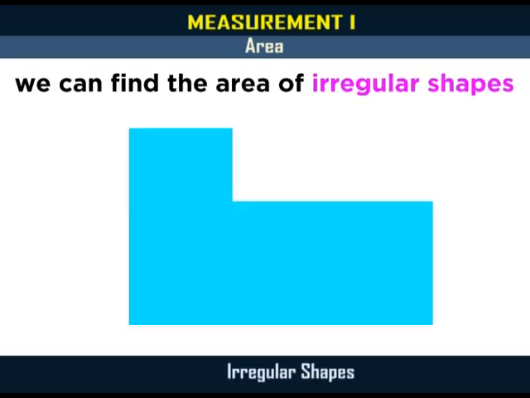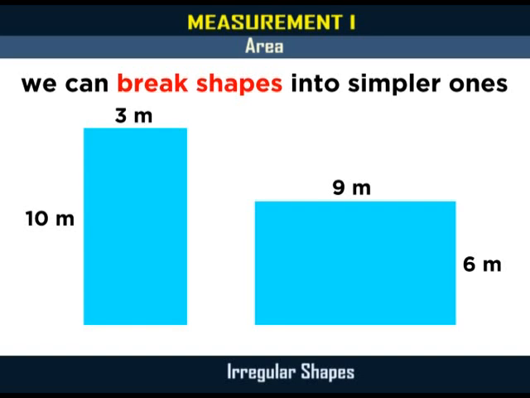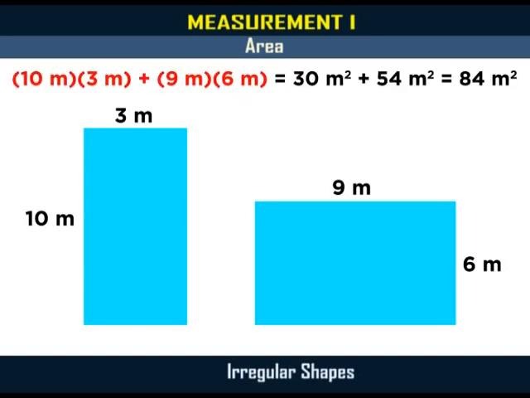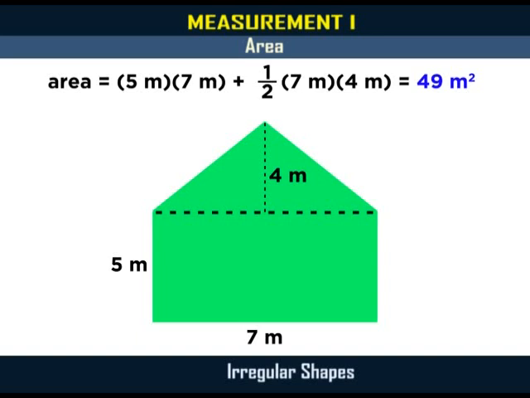When we have shapes that are quite irregular, we break them into simpler regular shapes that are more familiar. For this shape, and given all these side lengths, we can split it into 2 rectangles. Then we just get the area of the 2 rectangles and add them together. Same with this figure. We can split it up into a rectangle and a triangle. We get all the side lengths and plug in the values in the respective formula for area.